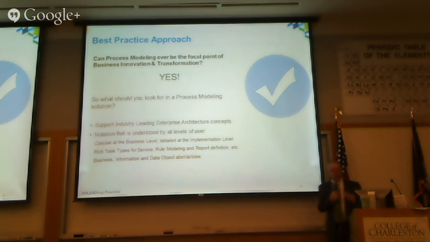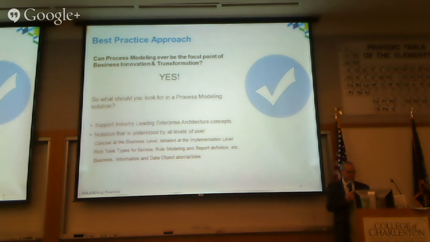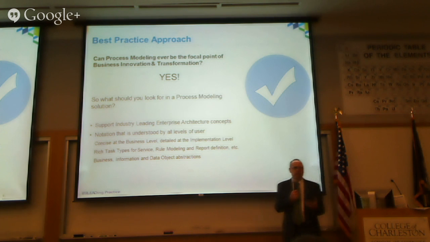The notation needs to be understood by all levels within an organization. It needs to be concise at the business level, so it can be readable and understood by a wide variety of people. But it also needs to be detailed at the implementation level. You have to have the flexibility of creating the level of content that you need. It needs task types, in the sense of BPMN, rule modeling, it needs report definition, and it also needs the critical element that we've talked about, business information and data objects.